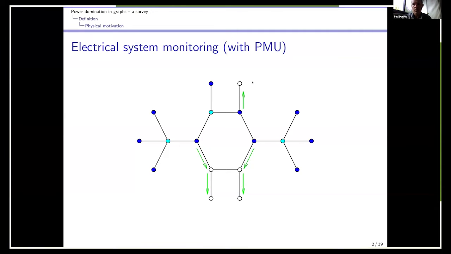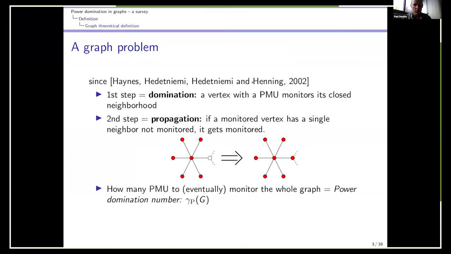Okay? So I will give some examples because it may not be very clear. The first graph theoretical definition of this problem was introduced in 2002 by people with names starting with H, but many of them are famous.